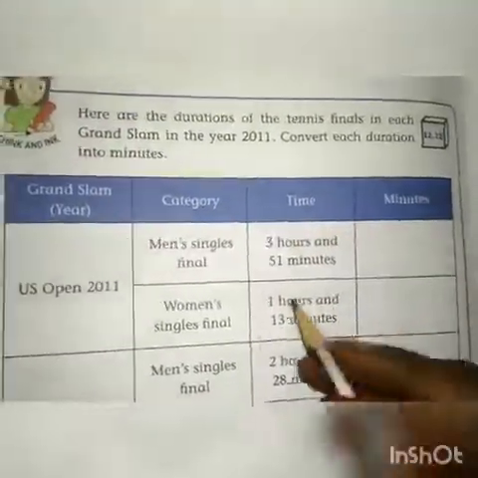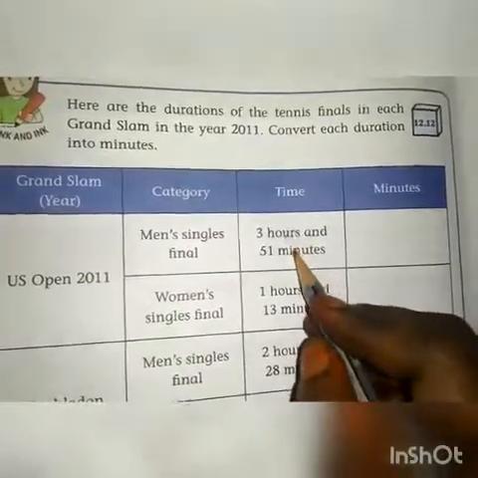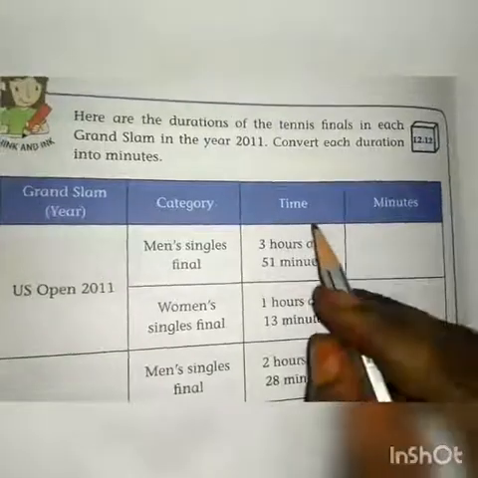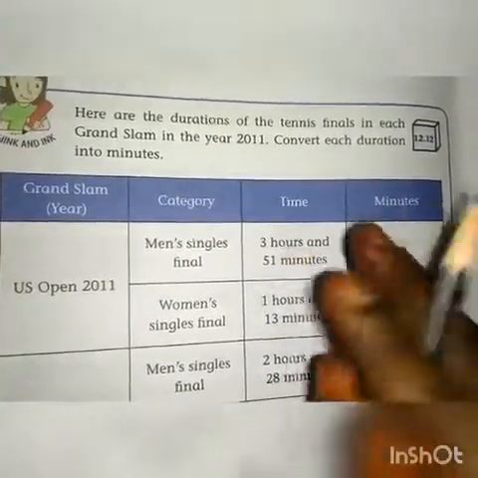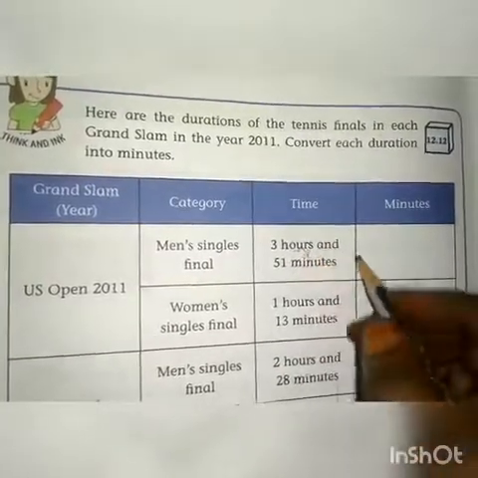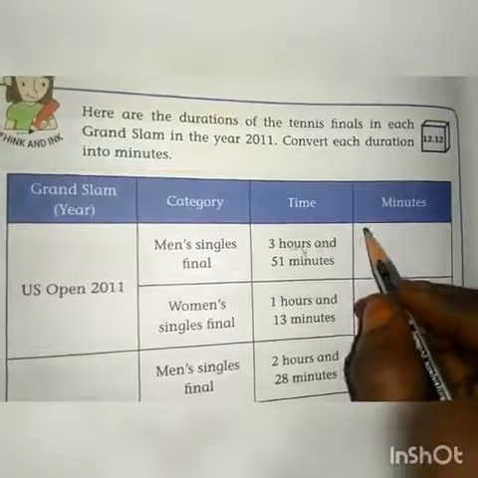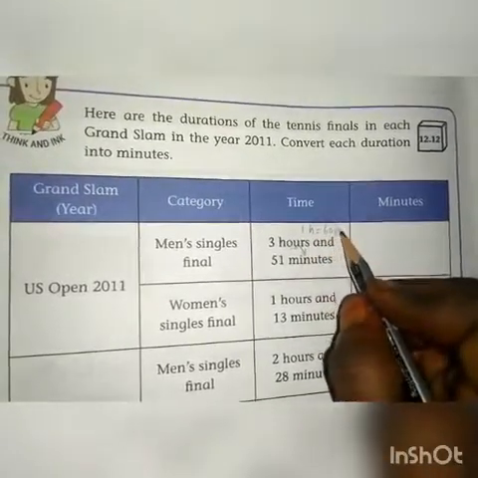Children, already we have seen how to convert hours and minutes to minutes. From hour to minute, we have to multiply, as I said. If you are moving from a bigger unit to a smaller unit, we have to multiply, right? So 1 hour is equal to 60 minutes, as I said already.